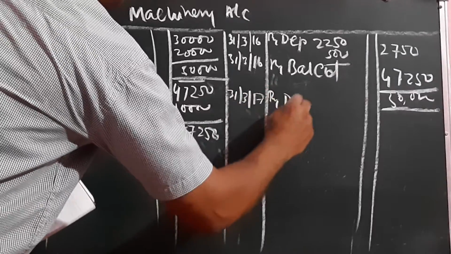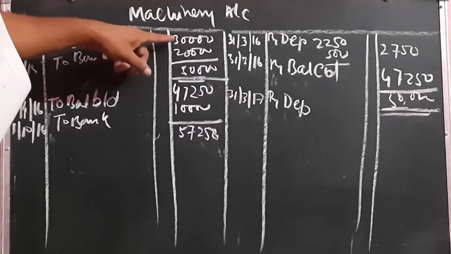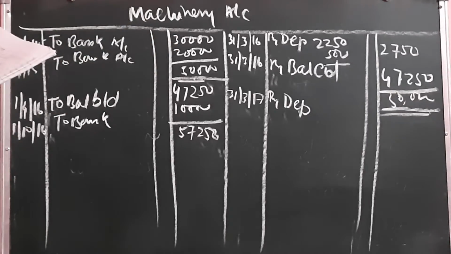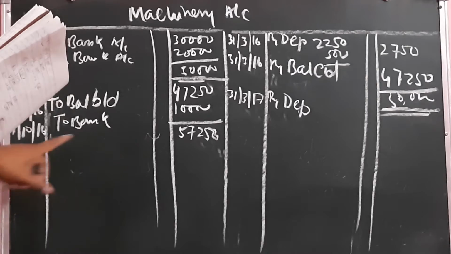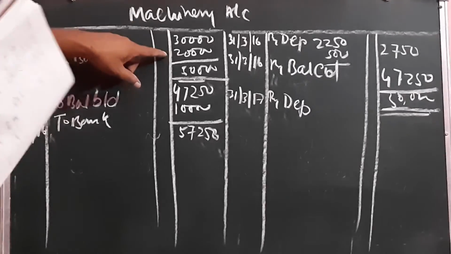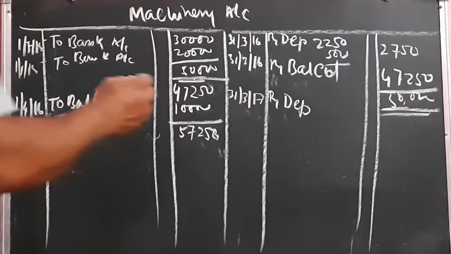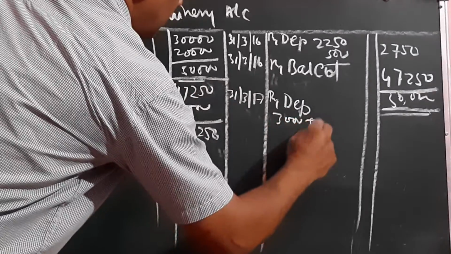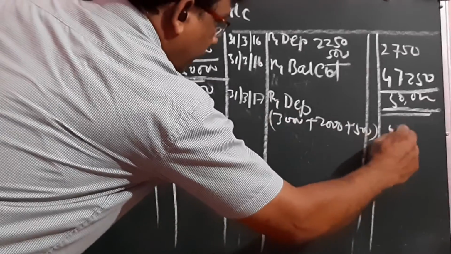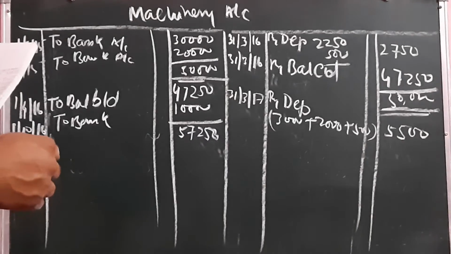2017, by depreciation charge for this year: the first machine 30,000 gives 3,000, the second machine 20,000 gives 2,000, so 3,000 plus 2,000 is 5,000, and this machine of 10,000 for 6 months is 500. So 5,000 plus 500 is 5,500. First machine 3,000, second machine 2,000, and third machine 500, so 5,500 is the depreciation charge on these 3 machines.